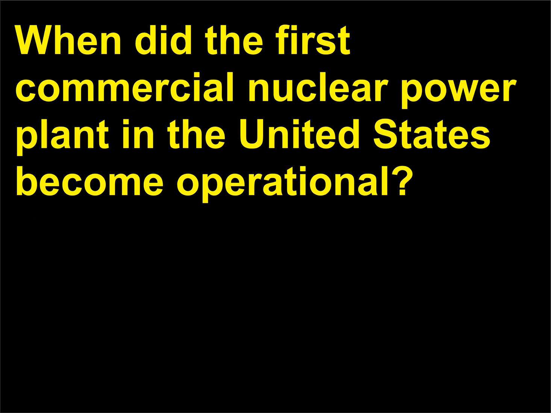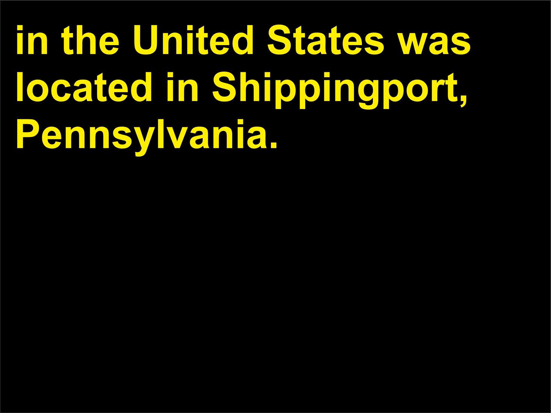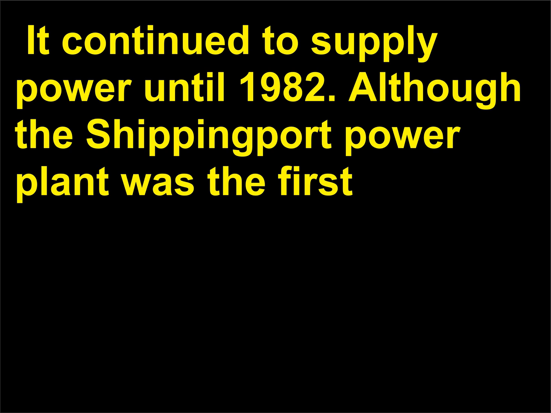When did the first commercial nuclear power plant in the United States become operational? The first commercial electricity generating nuclear power plant in the United States was located in Shippingport, Pennsylvania. It became operational on December 2, 1957, supplying energy to the Pittsburgh area. It continued to supply power until 1982.